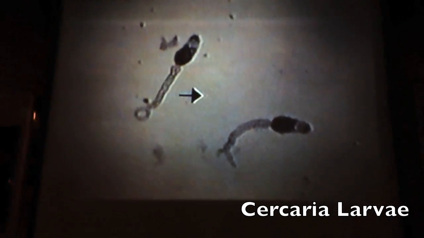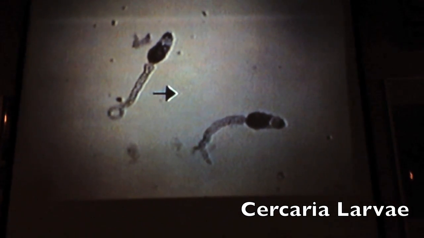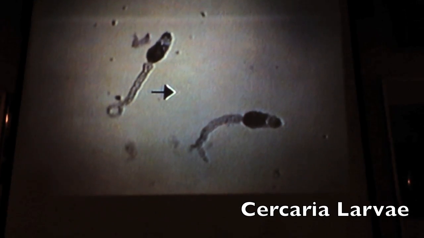Well, what are those? Okay, these are cercaria larvae. So these are the larvae of the blood flukes or the liver flukes. And these burrow into a fish or into you. So cercaria larvae. It's upside down, but that's a slug.